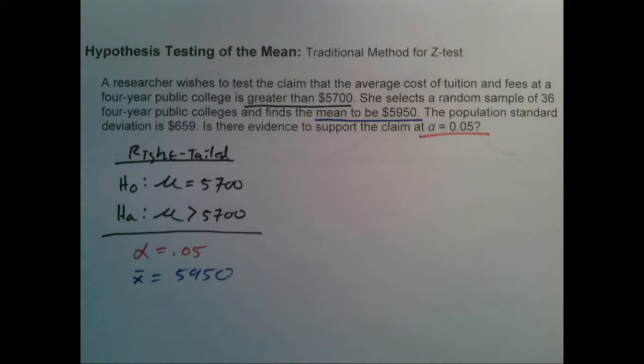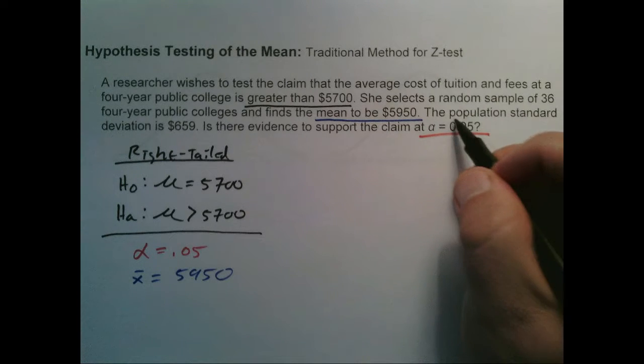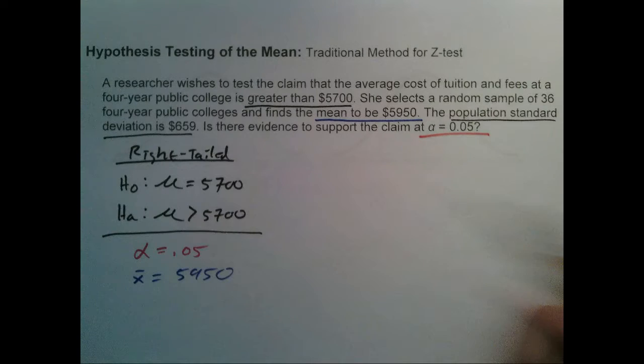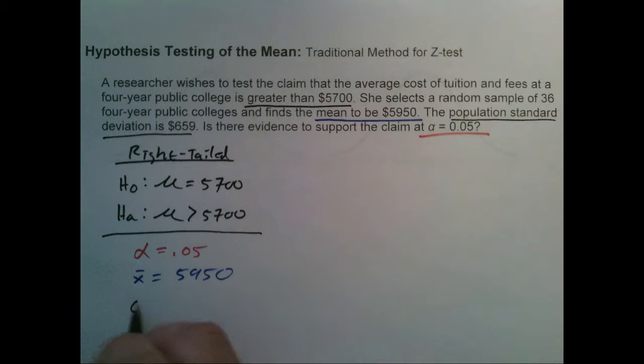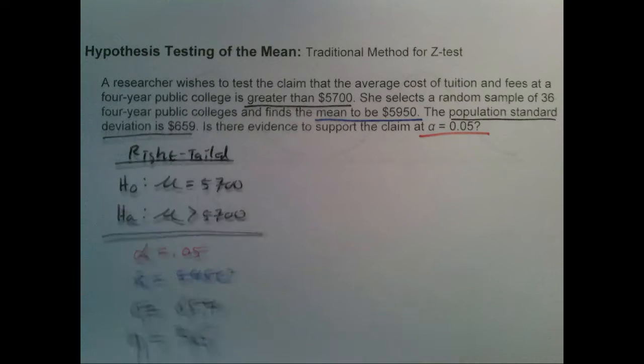Last but not least, we should jot down whether or not we have sigma or if we have S. If we have sigma, more than likely we're going to be doing a z-test. If we aren't given sigma and we just have the sample standard deviation, then we would be using a t-test. So they gave us the population standard deviation, letting us know it's going to be a z-test. So sigma is equal to 659, and lastly our sample size n was 36.